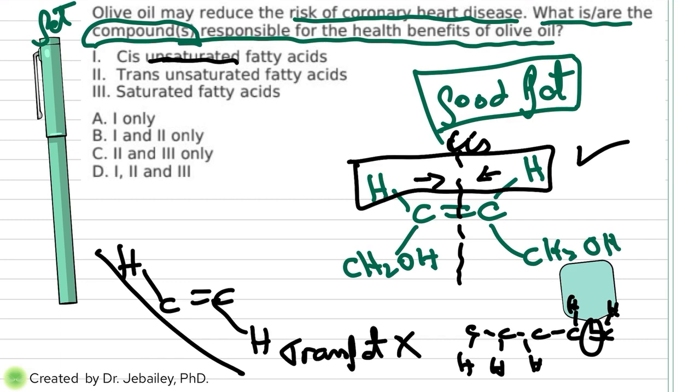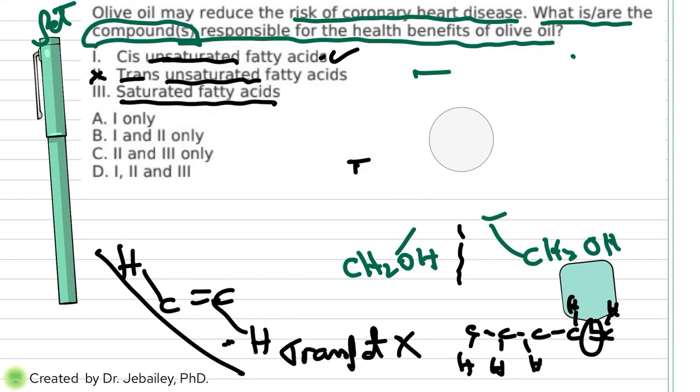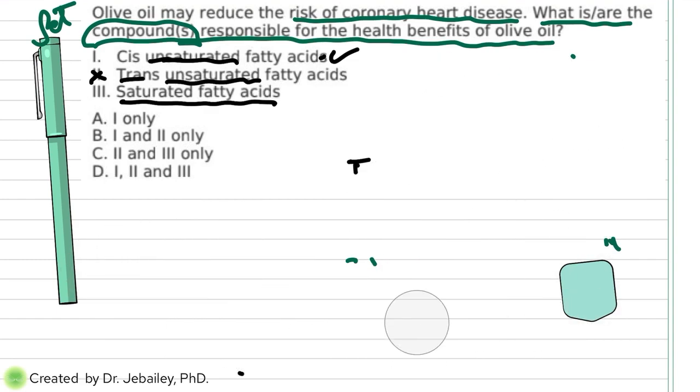But again, if I look at the bottom one, it says trans unsaturated, it will be this one, which is a bad fat, so it cannot be two. Now the cis, it's possible. It has a double bond, so it's unsaturated and the hydrogens are next to each other. So this is possible. The second one is not. The third, saturated fatty acids. We know that anything that is saturated is a bad fat. Now, here is a little recap, so maybe you can memorize this, but if you have a single bond, that's bad.